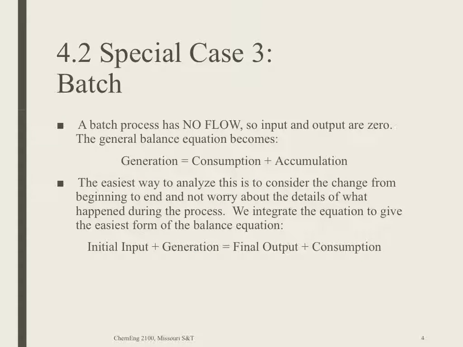Now, we also could be looking at batch systems, in which case we've got a system with no flow, and the amount of material in at the beginning and the amount at the end, the difference between those is the accumulation. So the input plus generation equals final output plus consumption. But again, if we're dealing initially with no reactions, then those terms go away, and we'll say that the initial input equals the final output if there's no reaction.